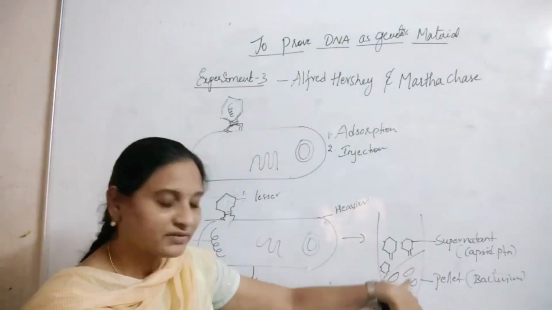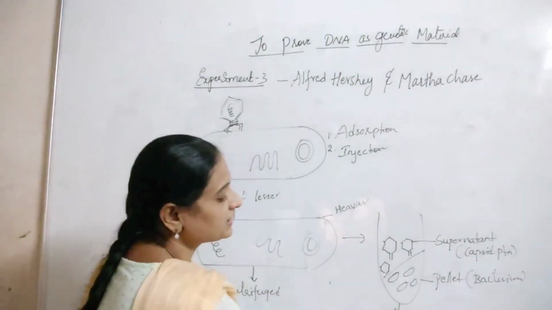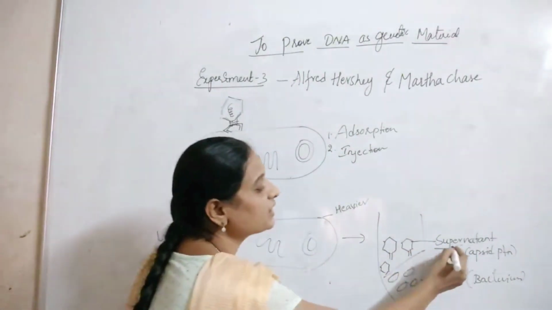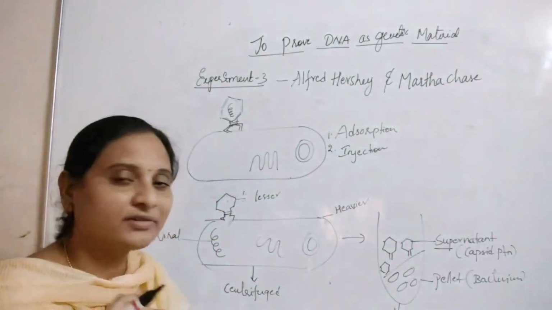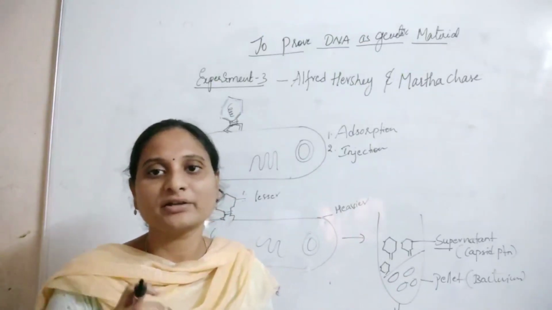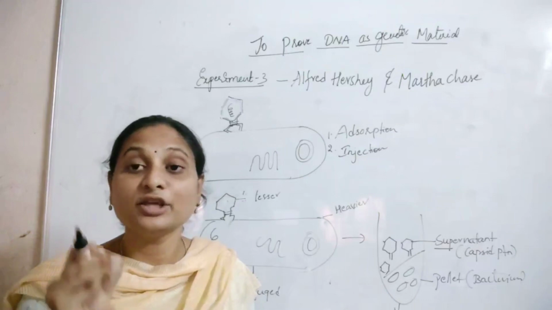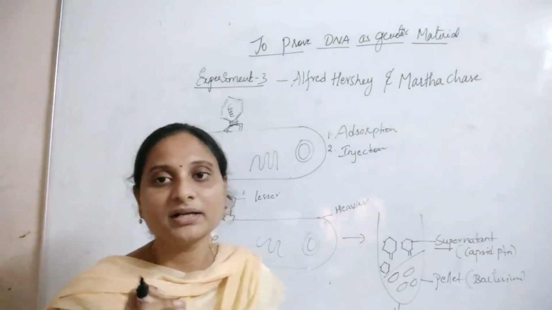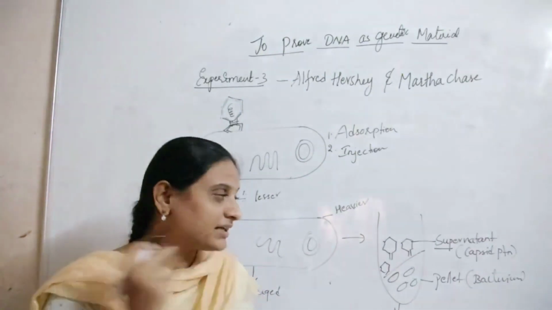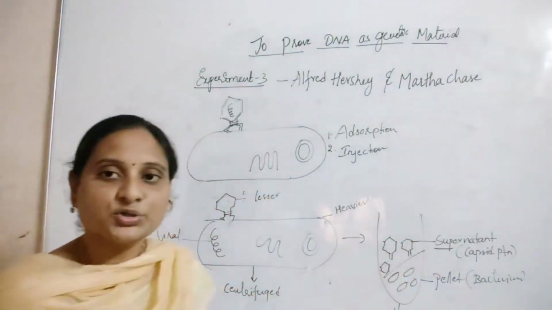So finally, after the centrifugation process, the radioactivity is observed in the supernatant. That means in the protein part, the supernatant contains the head part, nothing but capsid protein. So the radiolabel is observed in the supernatant.